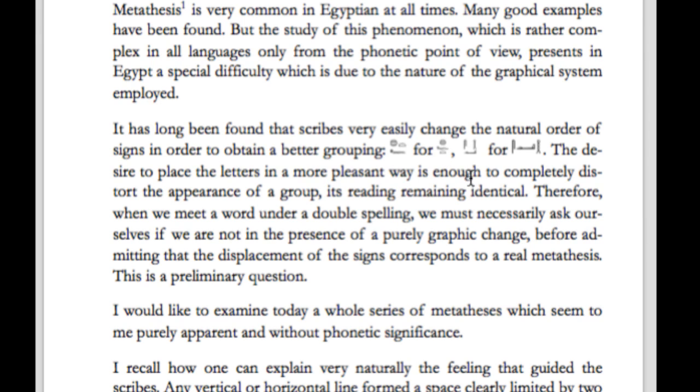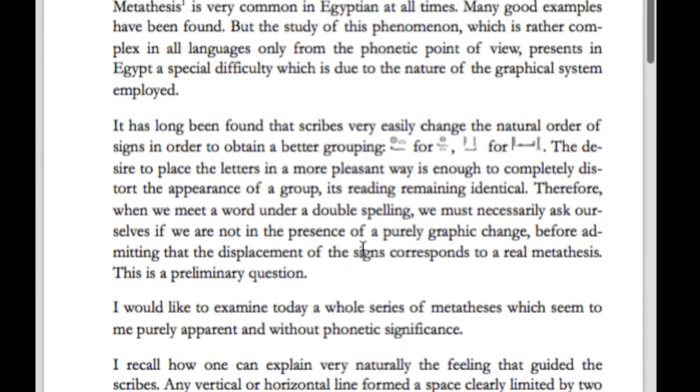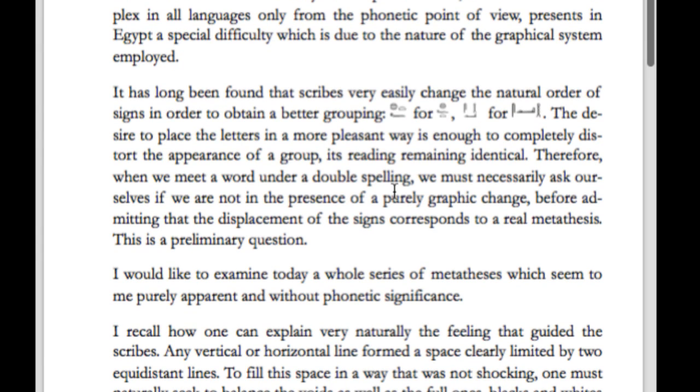We have Sa spelled this way instead of this way. And I hope you all can see that clearly. The desire to place the letters in a more pleasant way is enough to completely distort the appearance of a group, its reading remaining identical.